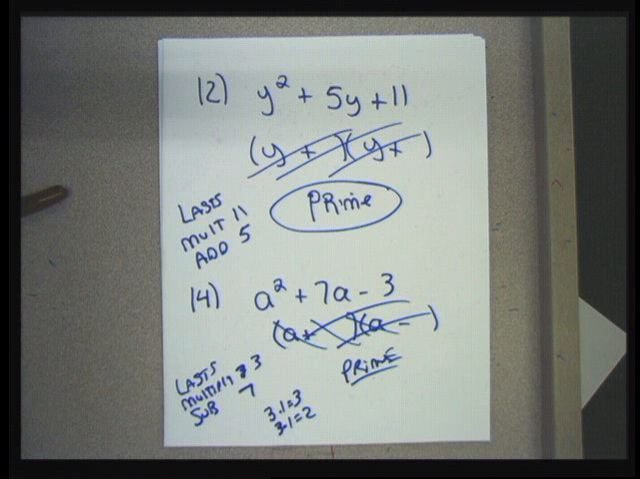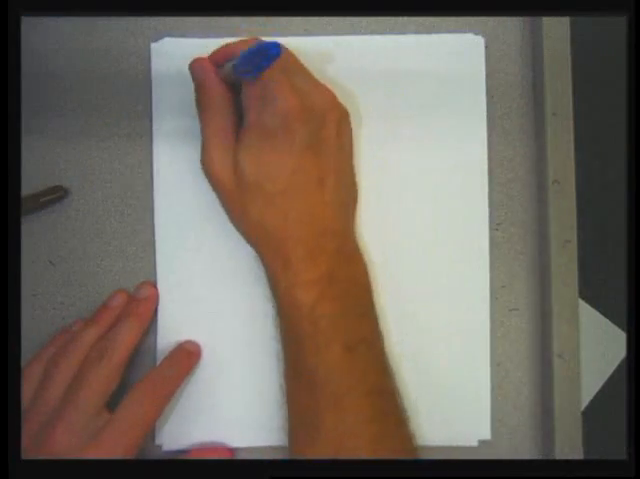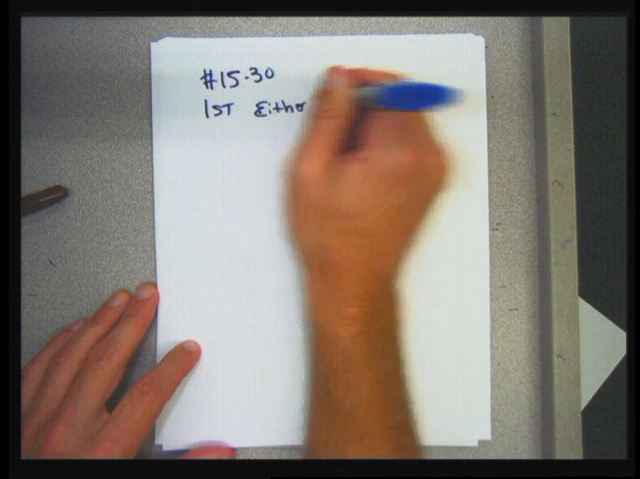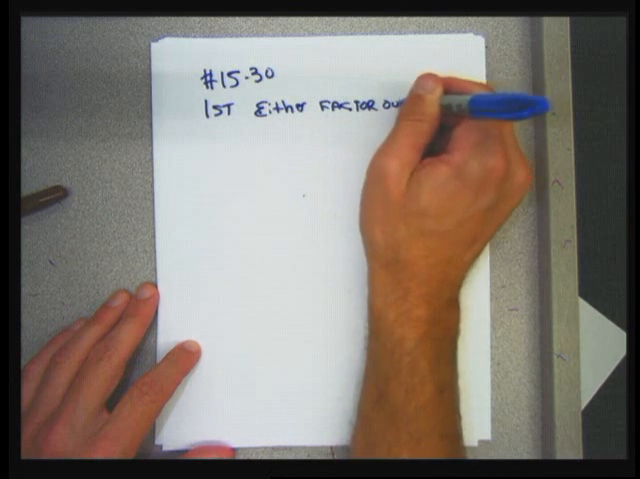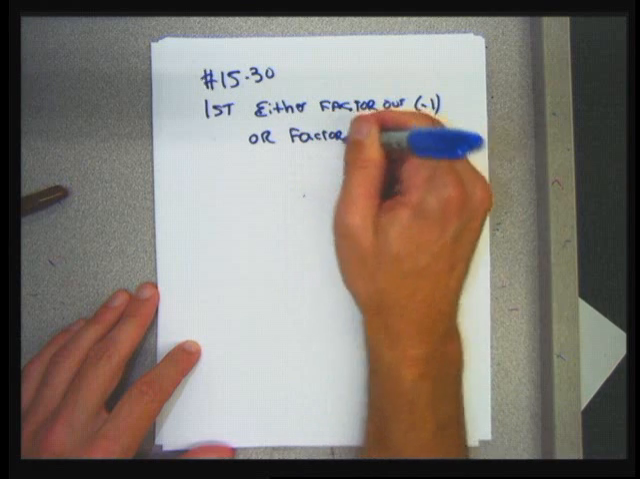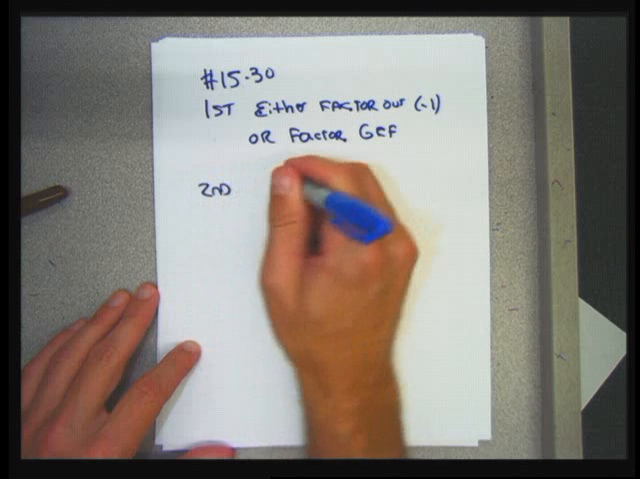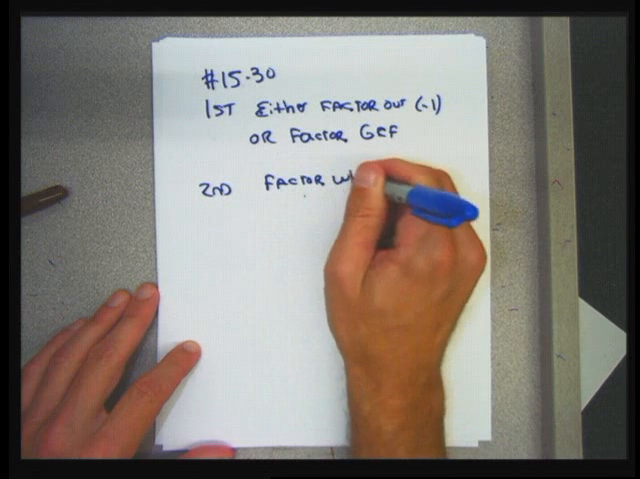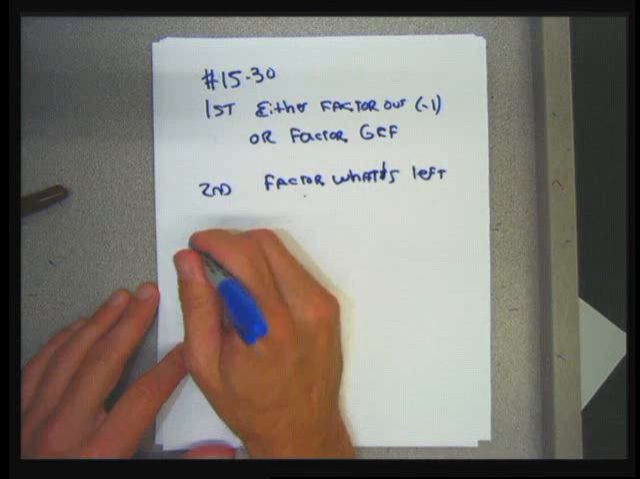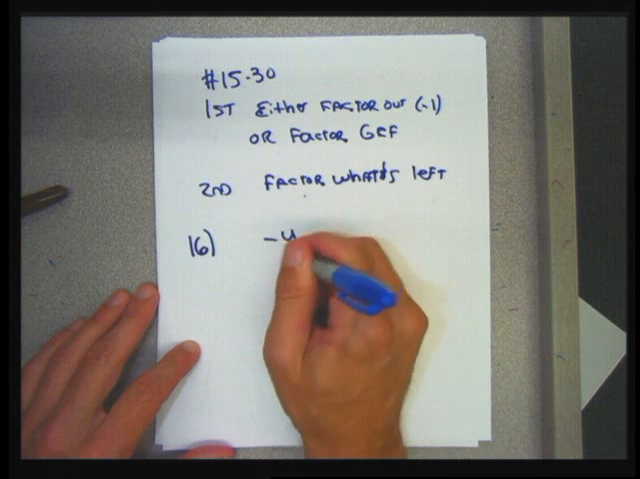The last group of problems, from 15 through 30, the instructions say to factor out a negative or factor out the greatest common factor and then factor what's left. So each of the problems between 15 and 30, I'm going to first either factor out a negative 1 or a negative, or factor out the GCF, and then second, factor what's left.